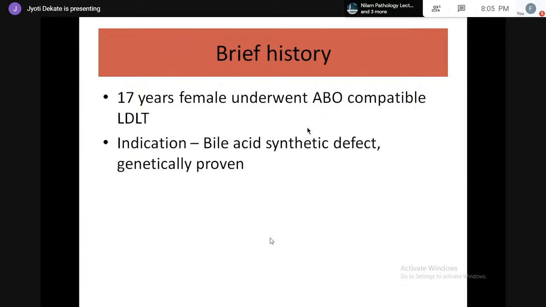This is a recent case. So this was a 17-year-old female. Right now we have this patient in our hospital. She is an interesting case who underwent living donor liver transplantation for a bile acid synthetic defect, which was genetically proven.